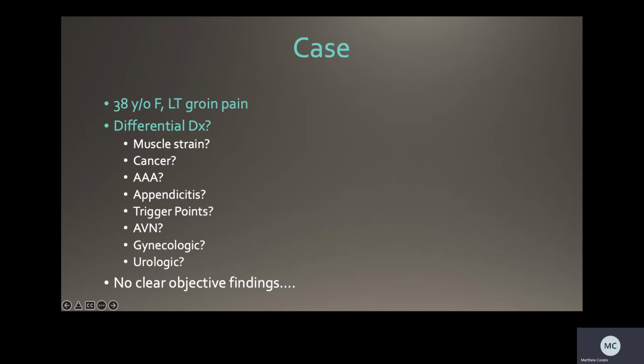So really what I want you to kind of think about is which one of those differential diagnoses matches with that? Is it a muscle strain? Is it something oncologic? Is it an AAA? Is it appendicitis, right? Is it avascular necrosis? Probably not, right? Probably what we're dealing with is something else, right? Because we don't have any clear objective findings either.